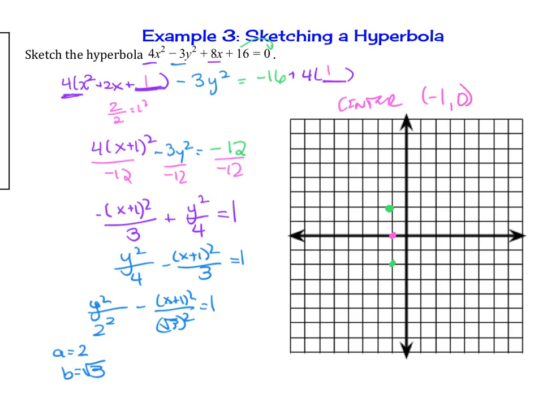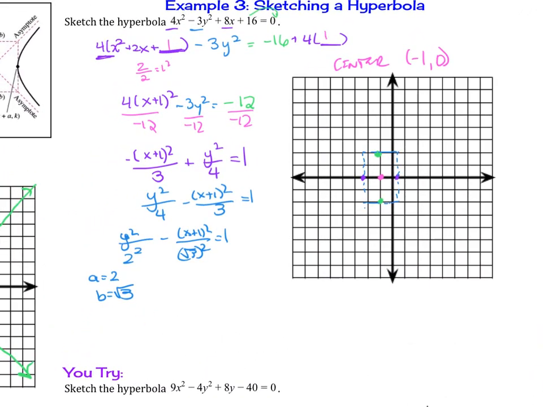So let's draw that on either side here. And then if we complete the box to help us sketch it, there. Then we can find c to find our vertices, our focus or foci. So that is a squared plus b squared equals c squared, or just the square root of both. So this is going to be 2 squared plus root 3 squared, and square root of that. So 4 plus 3. So c is square root of 7.